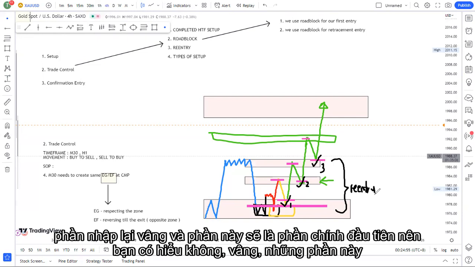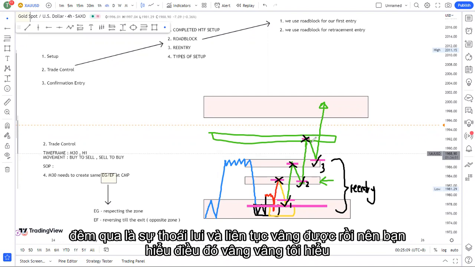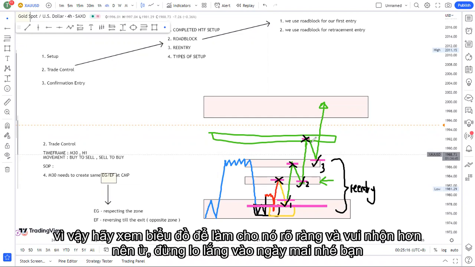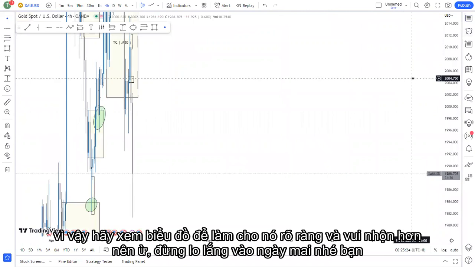Yeah, and this one will be the first main entry. So do you understand it? Yes, these are re-entries, roadblocks. Yeah. And the one that I crossed here is retracement, the one that we learned last night, which is retracement and continuous. Okay, do you understand it? Yes, I understood. So let's go to the chart to make it more clear and fun.